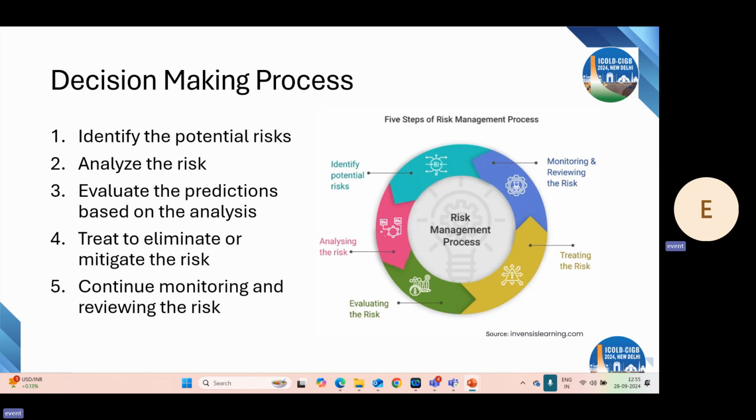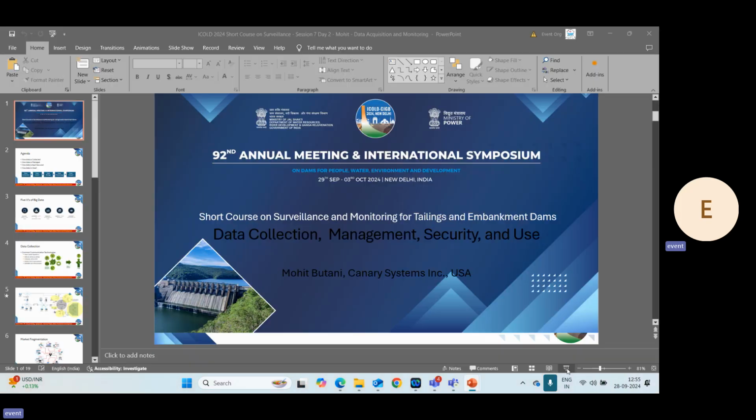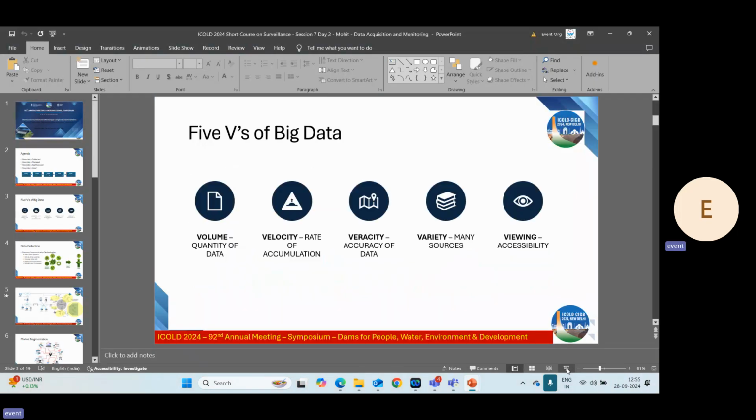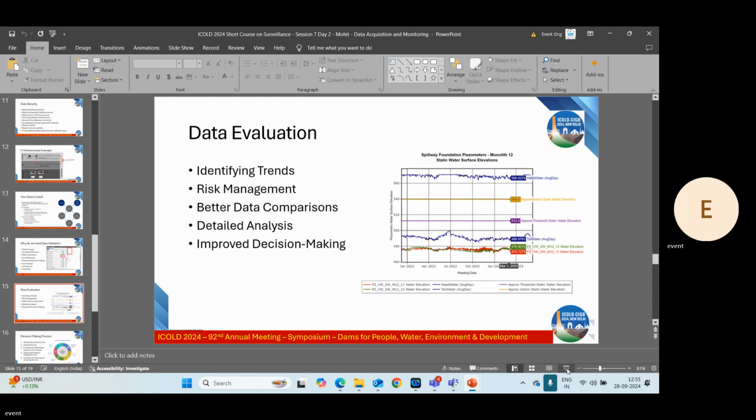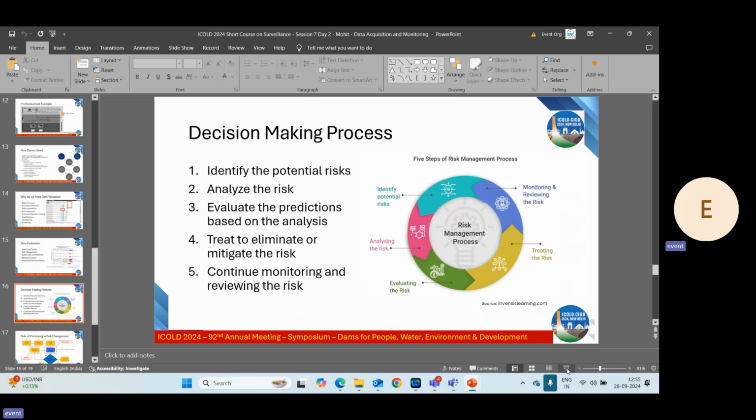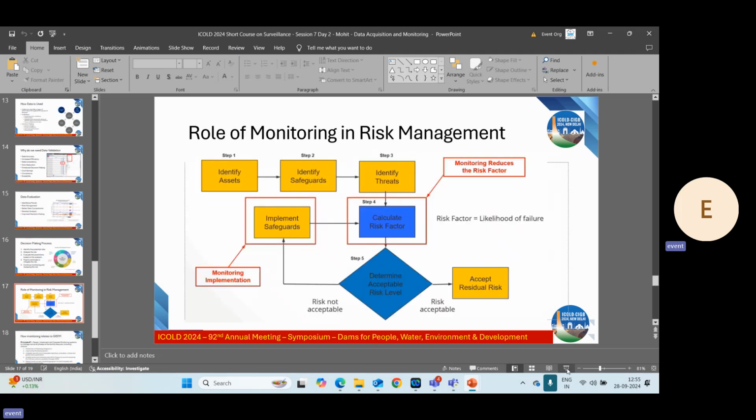This is the basic decision-making process, which involves identifying the potential risks, analyzing the risk, evaluating predictions, treating to eliminate the risk, and continuing monitoring. So monitoring will always be there, and decision making will always be a part of it.